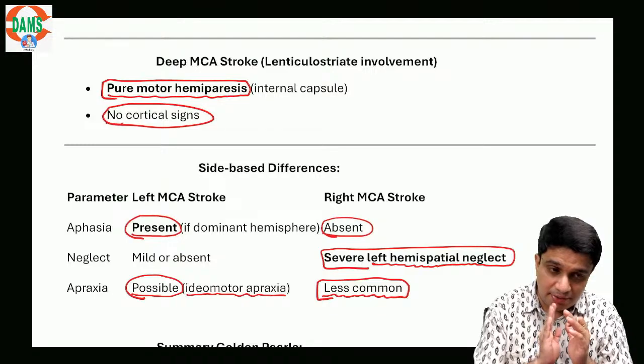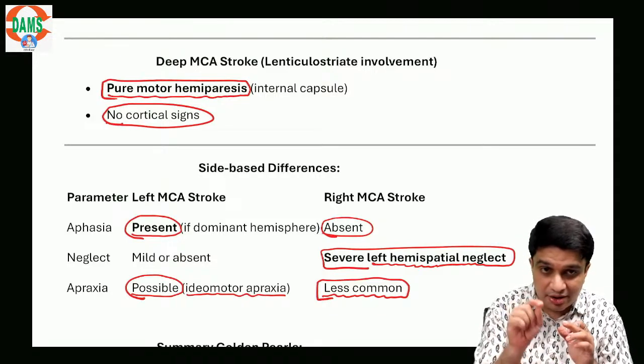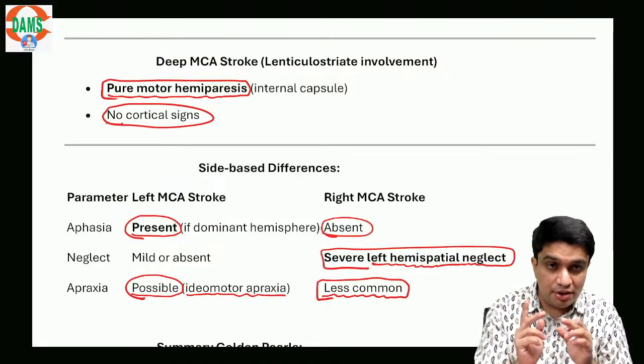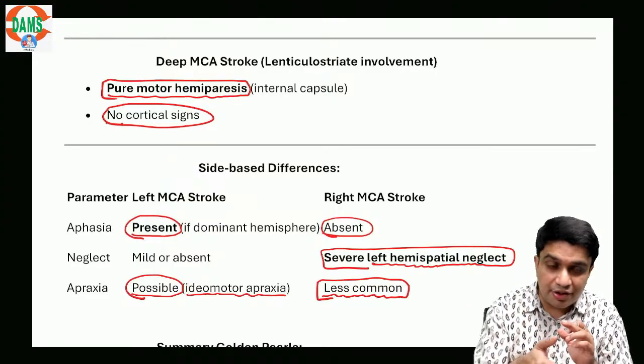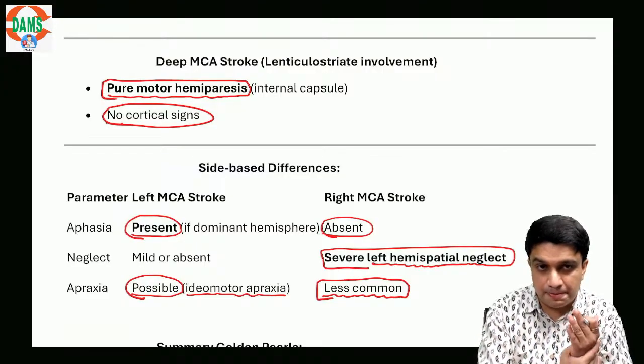See, it depends on the involvement of the particular area. In case the temporal is involved, because the inferior division supplies the temporal, you will have superior quadrantanopia. But in case the parietal is also involved, then you will have inferior as well. So it can be quadrantanopia also, it can be hemianopia also, right?